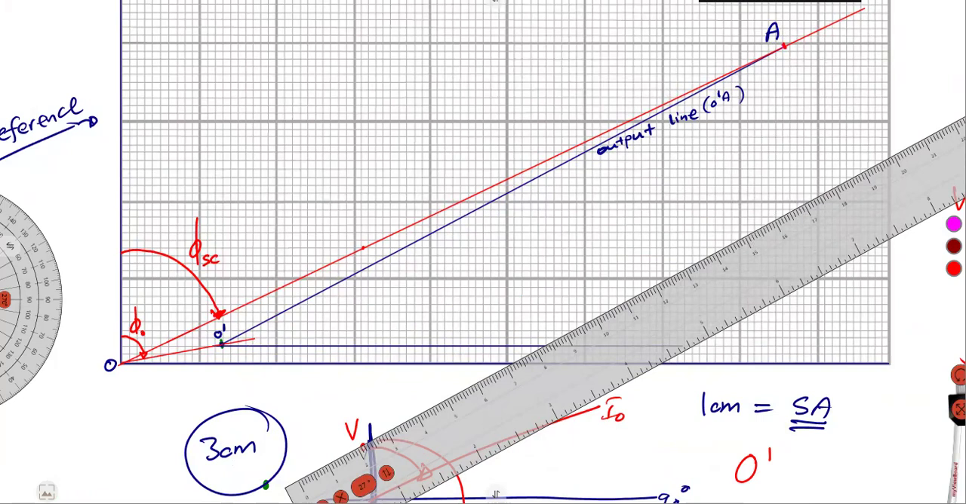According to this line of mine, it was something like 23.5, 23.4 centimeters. So you must use the measurement, guys. This one, you must take it from your graph.